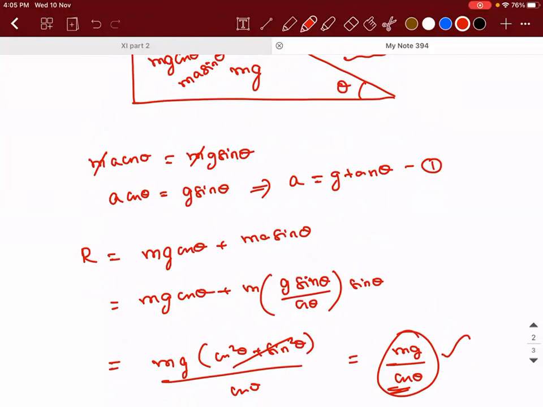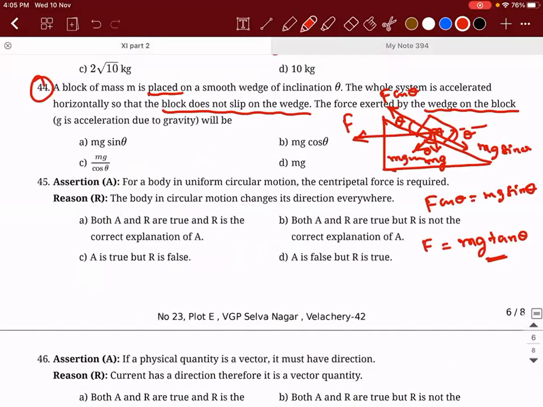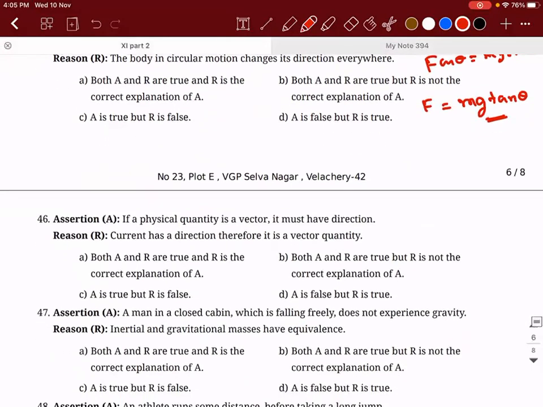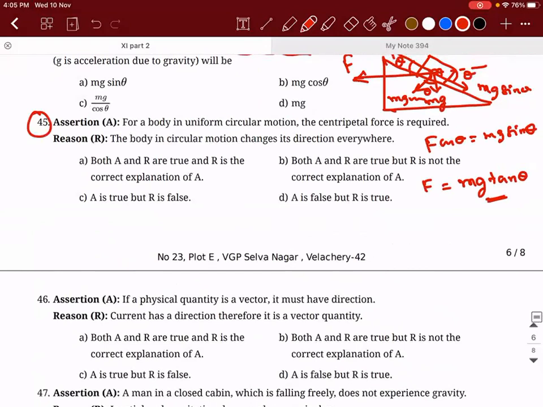Right. Shall I move on? So assertion reason, what is the answer for the 45th? There is an object in uniform circular motion, the centripetal force is required. Correct or wrong? Yes, sir. For any object in circular motion, whether uniform or non-uniform, centripetal force is a must. So assertion is true. What about the reason?